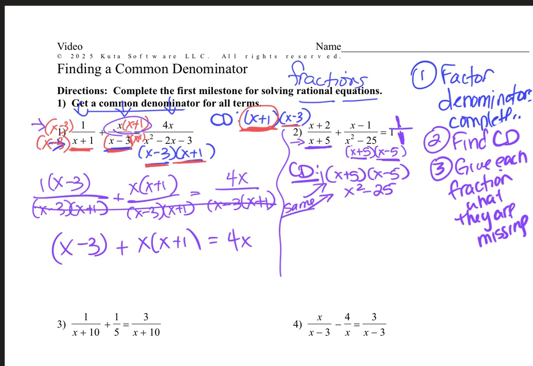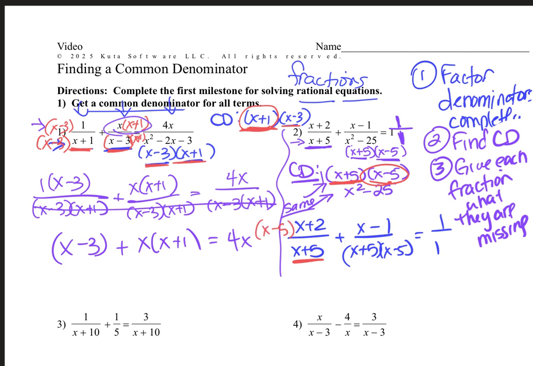These are the same. One is factored and one isn't. Okay, so I'm going to just rewrite this real quick, with a little space. So x plus 2 over x plus 5 is the first one, and 1 over 1. So when we multiply, x plus 5 is in the common denominator. It needs an x minus 5, so I multiply the top and the bottom by x minus 5.